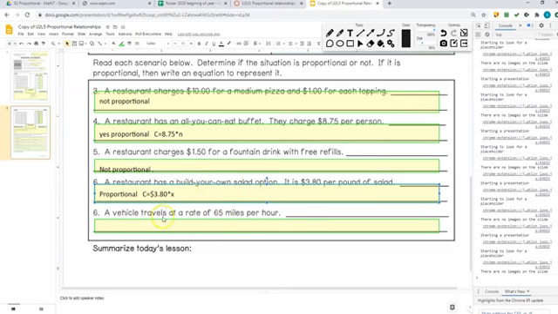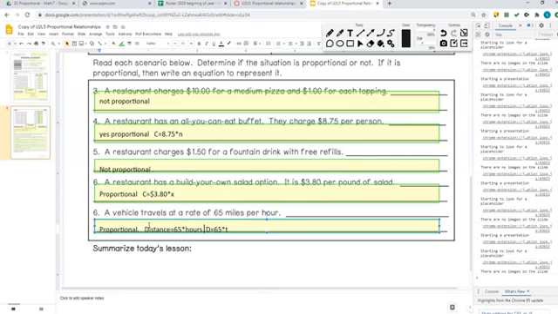A vehicle travels at a rate of 65 miles per hour. Proportional. Now here they told us the rate. They told us the rate was constant. So our distance equals 65 times our hours. Or D equals 65 times T for time. Okay?